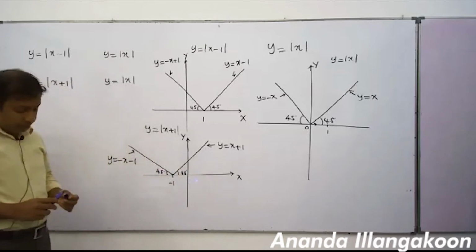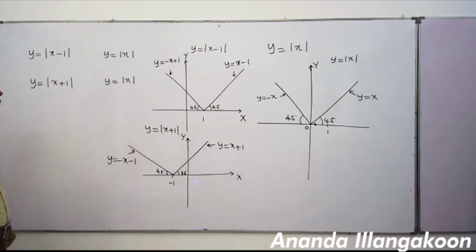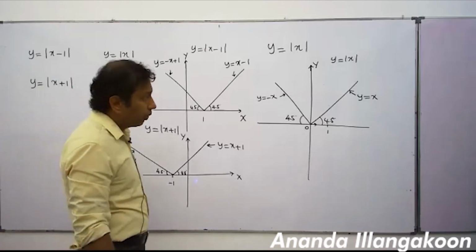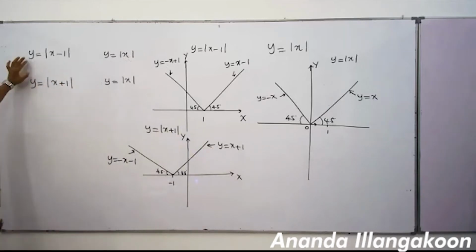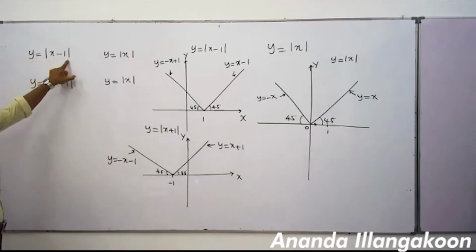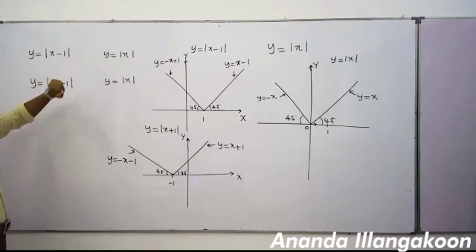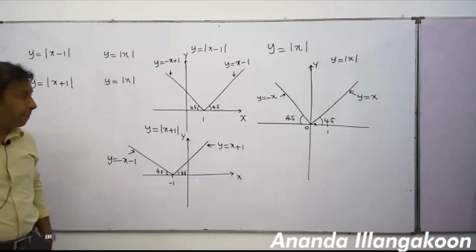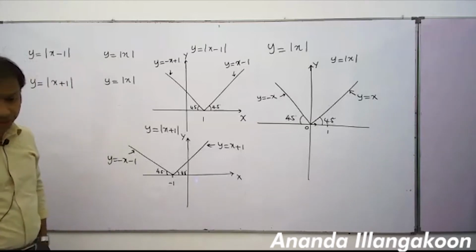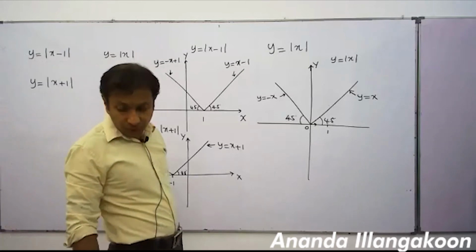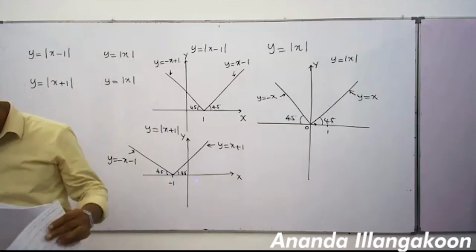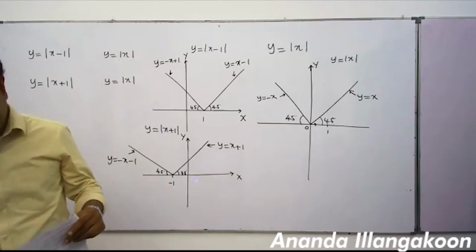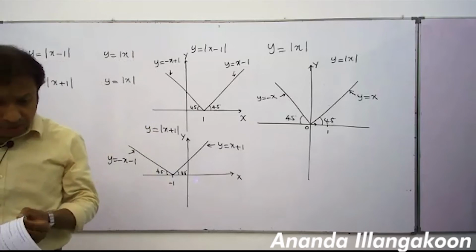Okay, right now. Then right, like this. Draw the graphs of y equals mod x minus 1 and y equals mod x plus 1 by using the graph of y equals mod x.